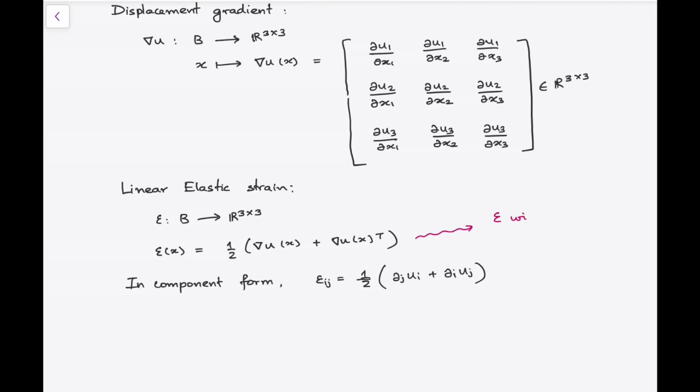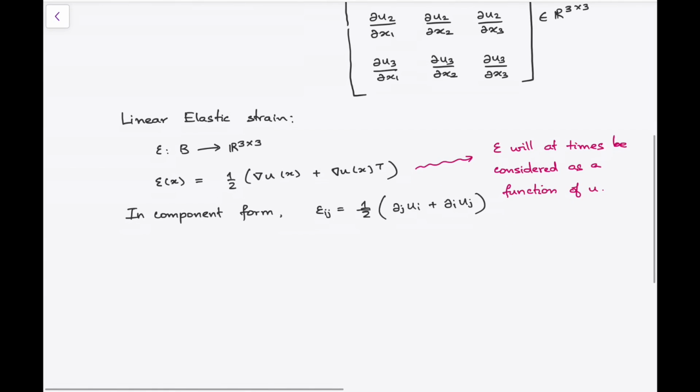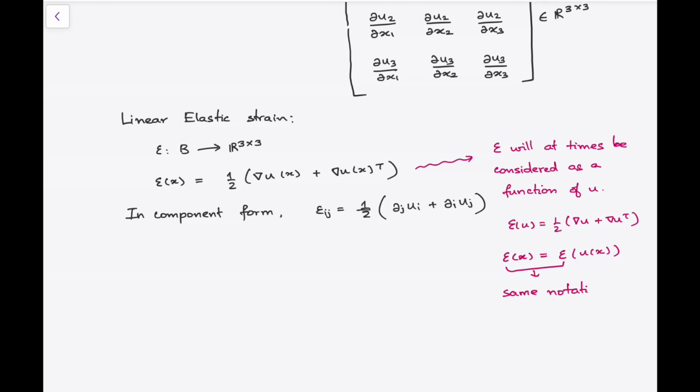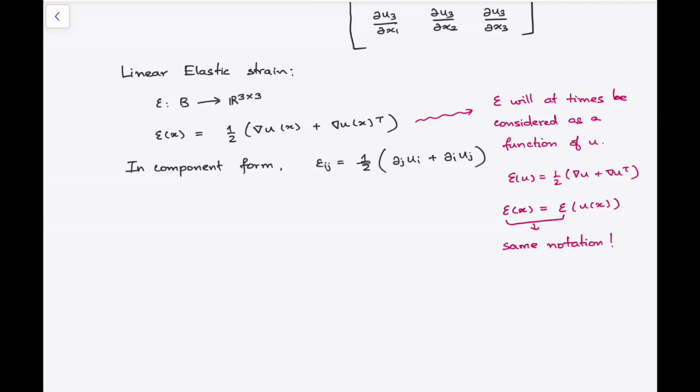Now, I have mentioned epsilon here as a function of x, which is a point in the body, but we will also later on consider epsilon as a function of the displacement field u. Now these are equivalent definitions, and depending on the context we may use the same symbol for both of these different functions. The identity, of course, is that epsilon as a function of x is nothing but epsilon as a function of u when u is evaluated at x. But we will use the same notation to keep things simple.